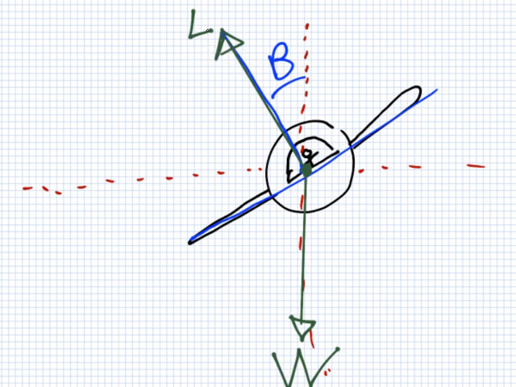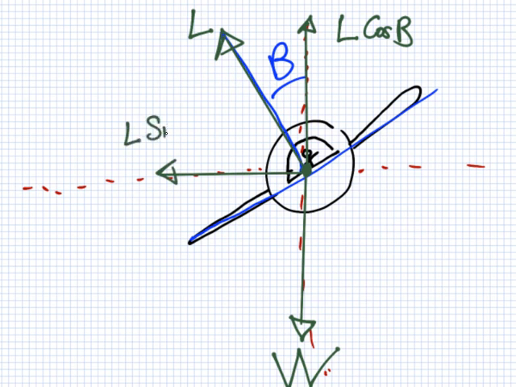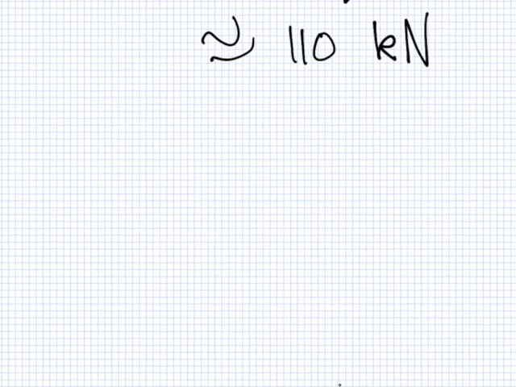Now, this lift, we should resolve it. We should have one component this way. How big would that be? That would be L cos B. And we should have one component this way, L sin B. Now, what do you know about L cos B? Correct, it's not going up or down, so this must be equal to this. And what do you know about L sin B? It's the centripetal force which we calculated.